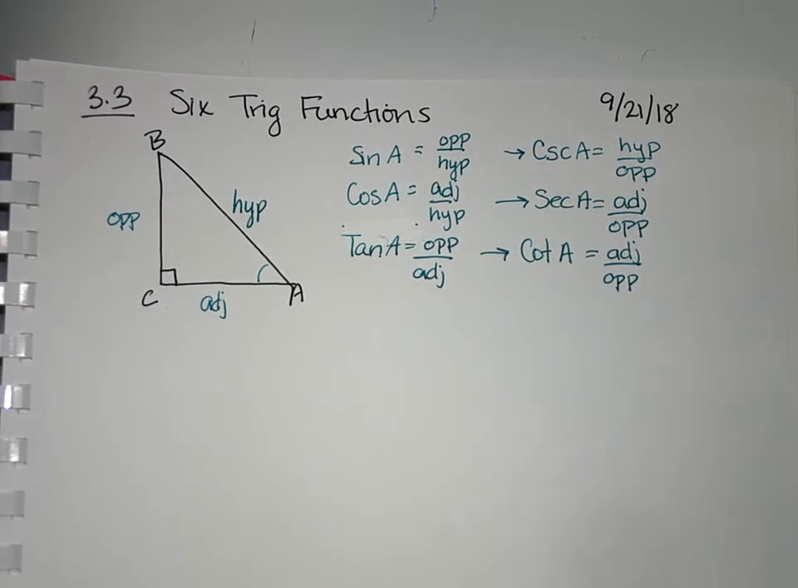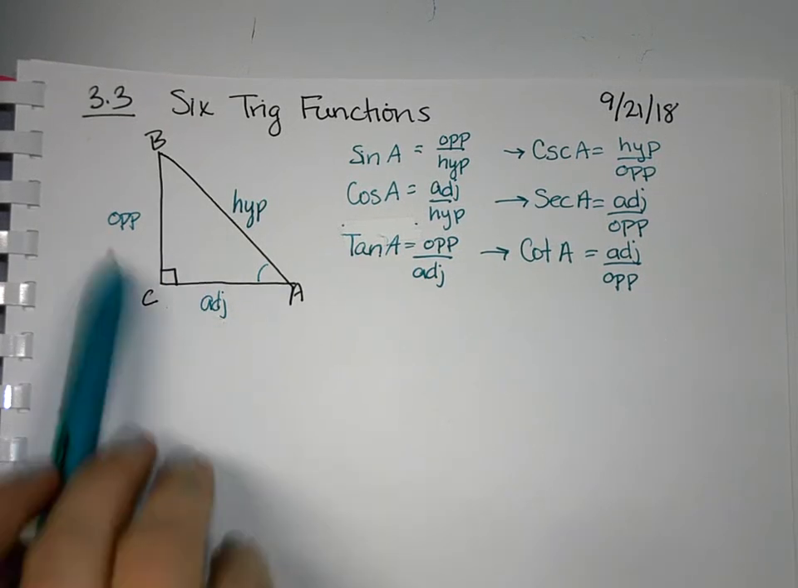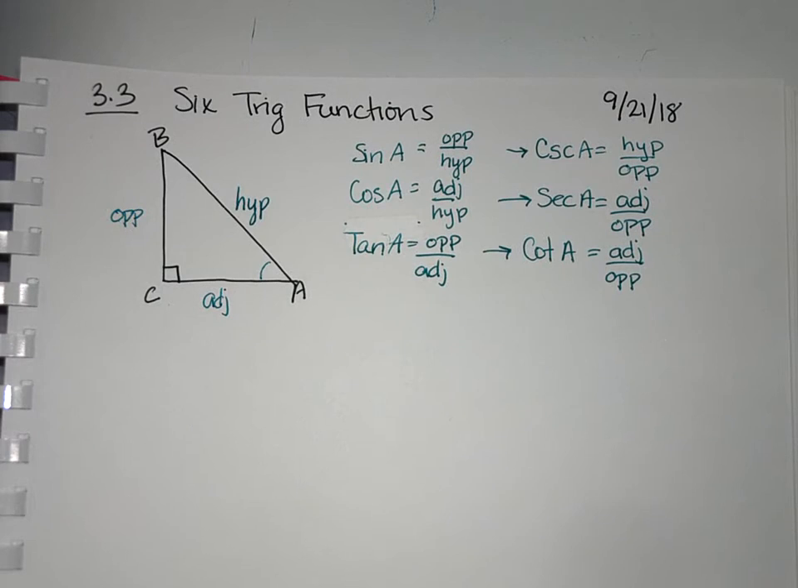6 trig functions. Now if we were to have chosen a different angle, say B, then our opposite and adjacent would have switched, but the ratios are all the same. So what we're going to do is just practice finding sine, cosine, and tangent based on different given information.